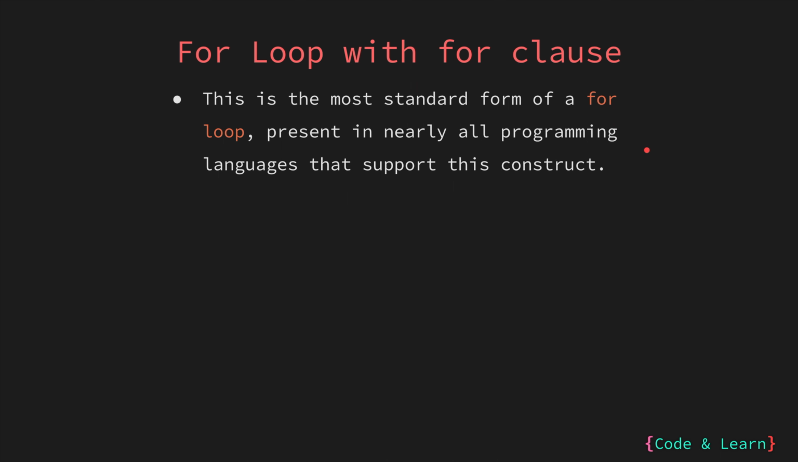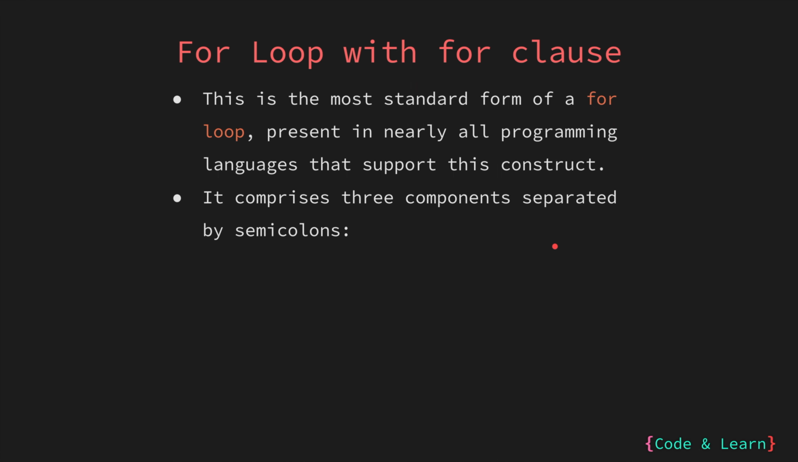This form of the for loop is a widely recognized and commonly used structure found in almost all programming languages that support loops. It's considered a standard way of writing a for loop. This kind of for loop has three parts. They are separated by semicolons.